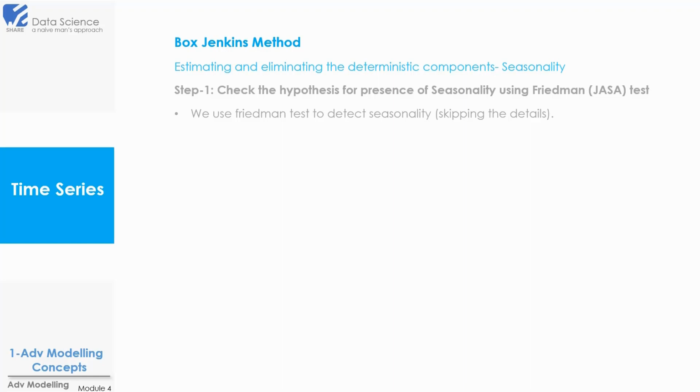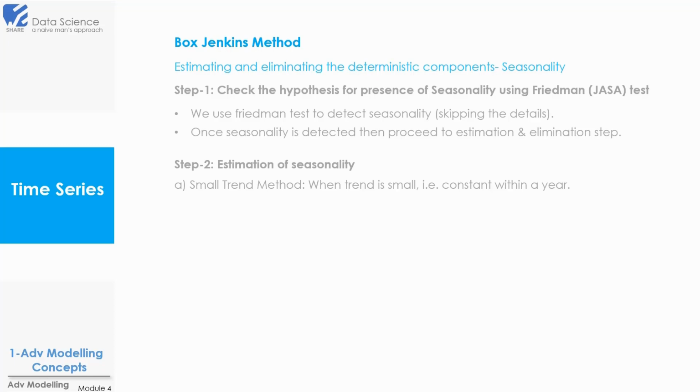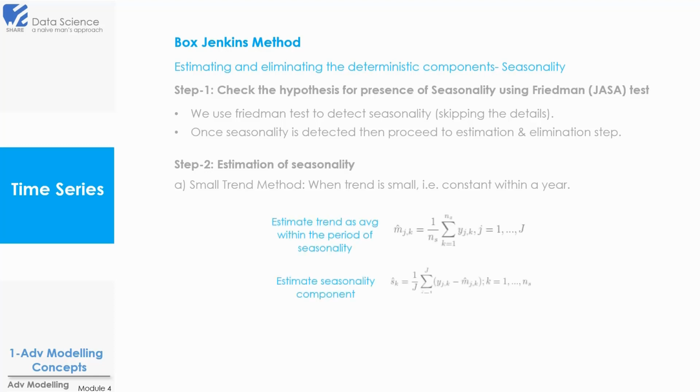Now once seasonality is detected, then we'll proceed to the estimation and elimination step. So for estimation of seasonality, we again have two methods. The first method is the small trend method. We use this method when the trend is small, that is, the trend is constant within a year. So we first estimate the trend as the average within the period of seasonality. The period of seasonality could be 3, 4, 12, etc. Then we will use the formula for the seasonal component to calculate it.